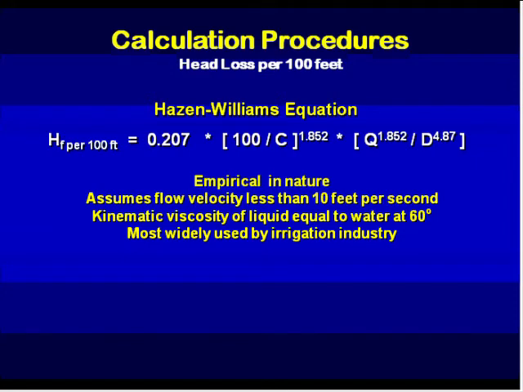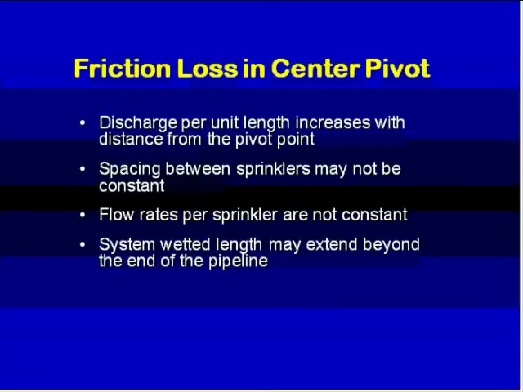More frequently, we're using the Hazen-Williams equation that I'm showing you here. It is an empirical equation as well. The major assumptions here are that the water flow in the pipeline is less than 10 feet per second, and basically we're talking about the kinematic viscosity of the liquid. It's water at 60 degrees, and most groundwater that we pump through irrigation systems is going to be somewhere in the 50 to 60 degree range, so we're pretty close with that. And it's now the most widely used in the irrigation industry in terms of selecting components of the irrigation system itself.